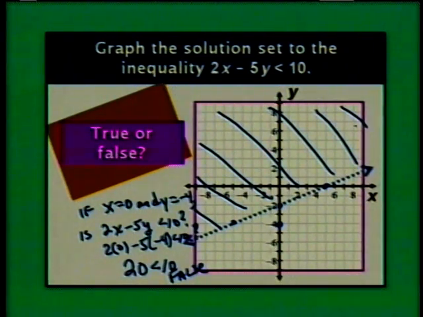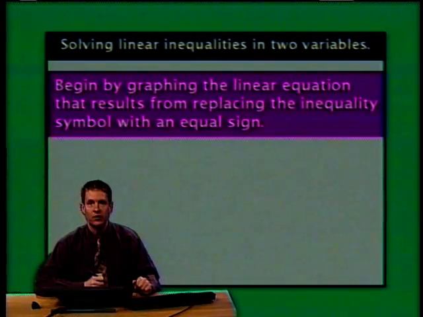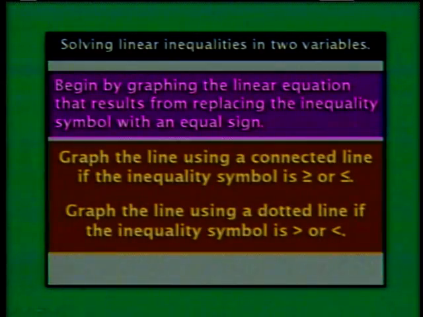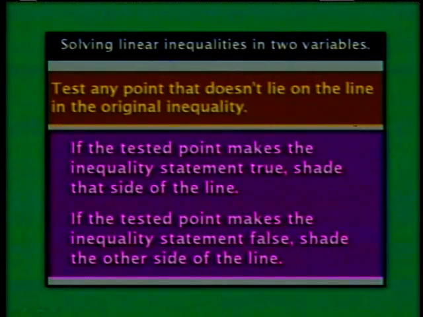So let's summarize this new strategy. Begin by graphing the linear equation that results from replacing the inequality symbol with an equal sign. Graph the line using a connected line if the inequality symbol is greater than or equal or less than or equal. Graph the line using a dotted line if the inequality symbol is greater than or less than. Test any point that doesn't lie on the line in the original inequality. If the tested point makes the inequality statement true, shade that side of the line. If the tested point makes the inequality statement false, shade the other side of the line.